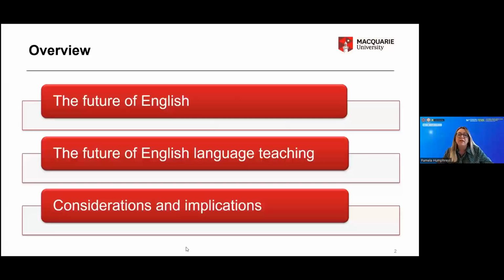I'm actually going to divide my talk into two main sections. I'm going to start first to talk about the future of English as a language. What is the future of English? And share some key ideas that are happening and some research in this area. And then the second part is going to be on the future of English language teaching. So moving from the language itself to the teaching of it. And then I'm going to close with some considerations and implications for us as language teachers.